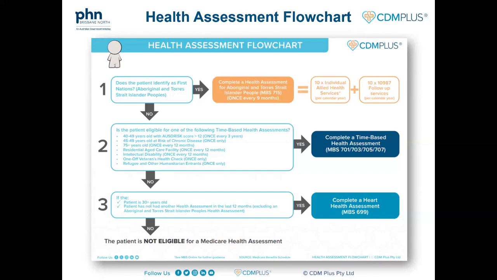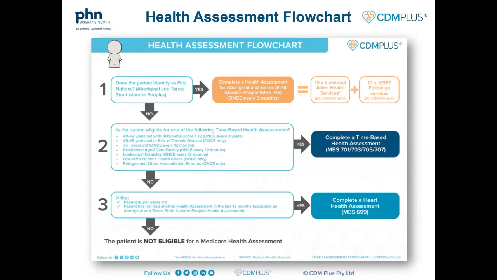We've kind of allocated those. So financially, it's the best flow because obviously some patients are eligible for more than one different type of health assessment. So we've gone through and does the patient identify as First Nations? If they are, my preferred pathway is always to go through the 715, and it's mainly because it will actually trigger those allied health visits, plus the follow-up numbers for the nurse or Aboriginal health practitioner.